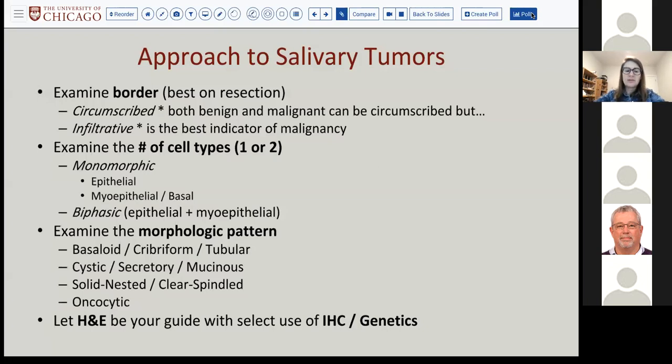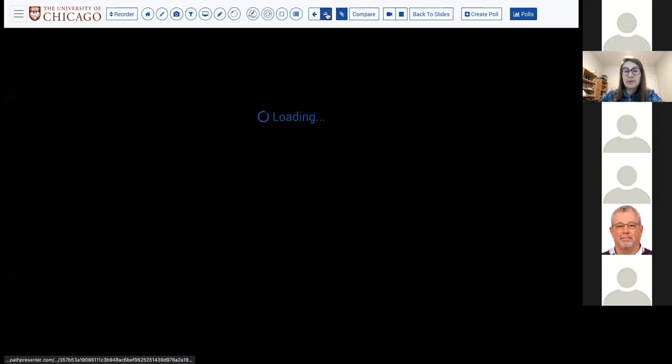We're also going to be examining the general morphologic pattern: more of a basaloid, cribriform, tubular pattern, a cystic, secretory, mucinous pattern, a solid or nested pattern, and then an oncocytoid or oncocytic pattern. I like to pretend that things are quite simple like this, but in fact, many tumors can fall into many of these categories, depending on what morphology they manifest, what time of day it is, whether there's daylight savings time. No, just kidding. But really, many tumors fall into many categories, and this is a little bit of a simplistic view. But I like to let H&E certainly be our guide with selective use of immunohistochemistry and genetics.